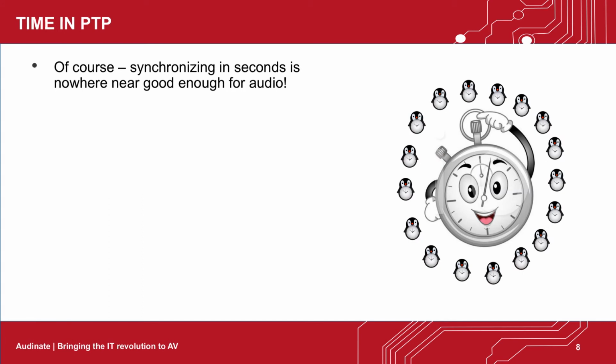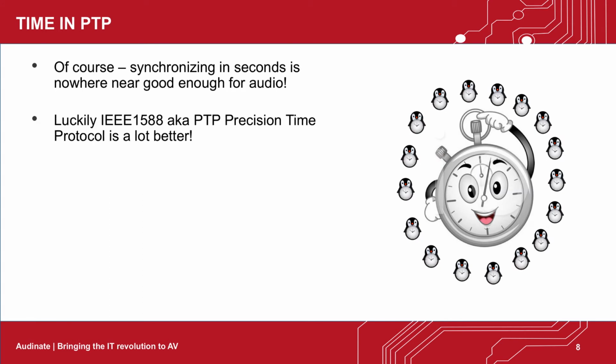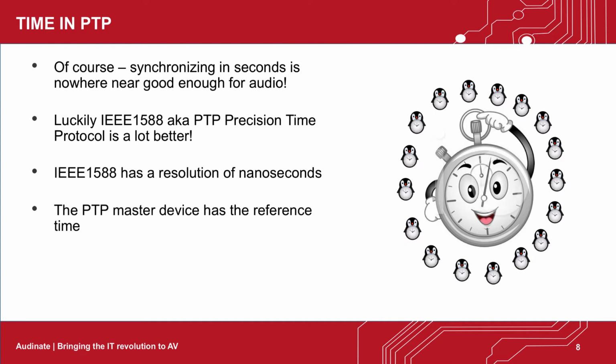Of course, synchronizing in seconds is nowhere near good enough for audio. Luckily, IEEE 1588, also known as Precision Time Protocol or PTP, is a lot better. IEEE 1588 has a resolution of nanoseconds. The PTP master device has the reference time. It transmits this reference time onto the network.